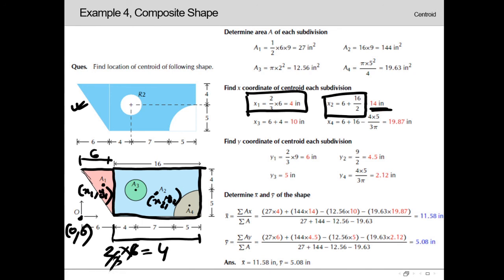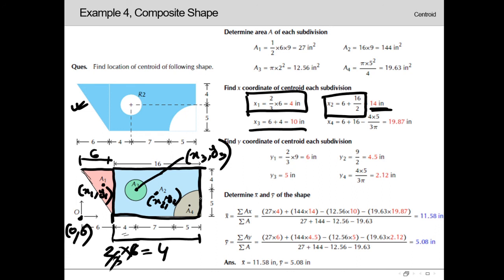And similarly, the value of x3, which is the centroid of segment 3, will be 6 plus 4, which is 10. You can see the center of the circle is lying at a distance of 4 from this point.